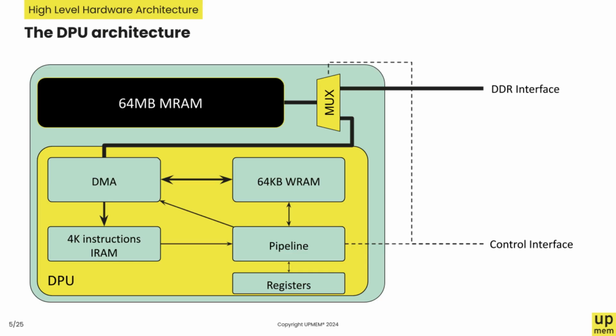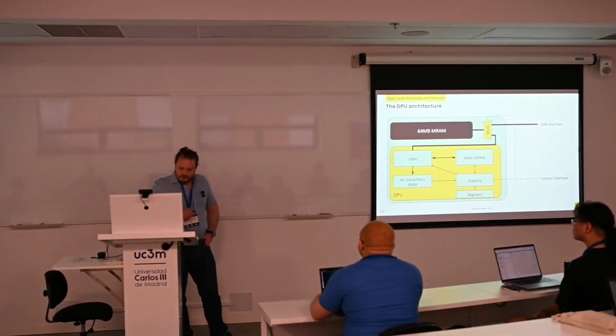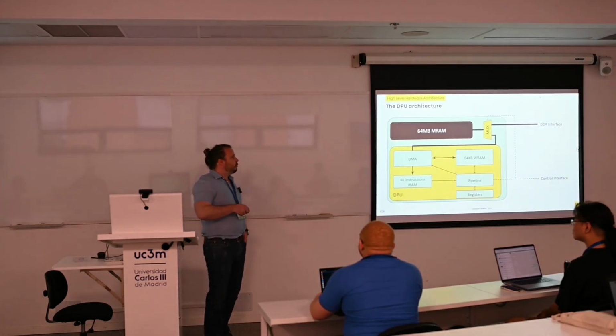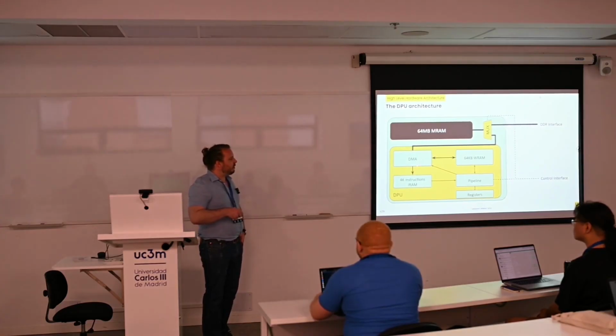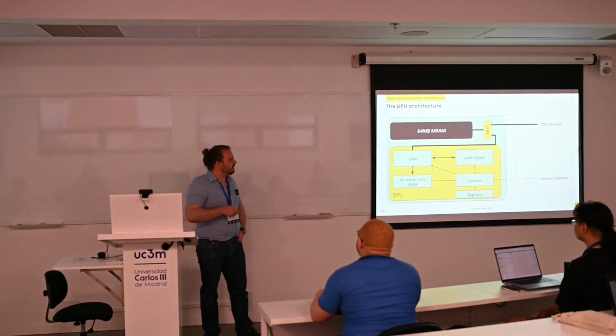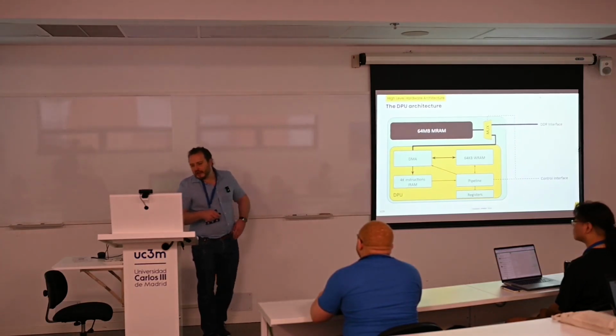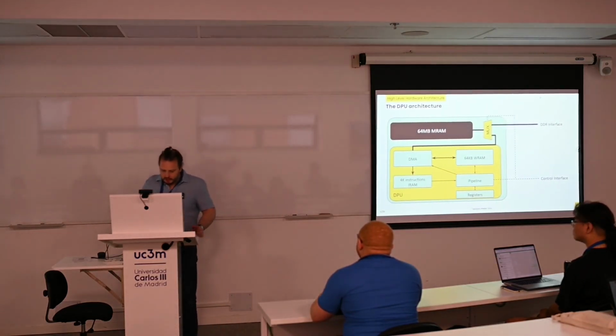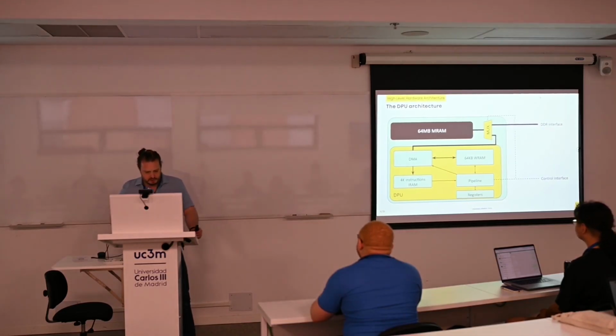One important thing to note, of course, is that there is a MUX here, right? And this MUX implies exclusive ownership of the MRAM by either the DPU or the host processor. The reason for that is because of the DDR protocol. It would be too hard to have the DMA from the DPU and the CPU from the host somehow accessing the memory banks at the same time. So only one can read or write into it at a time.